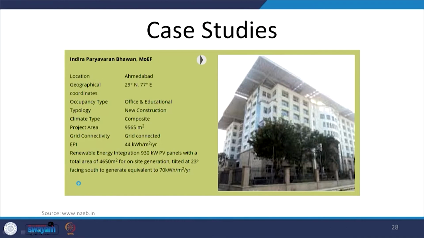So, Indira Paryavaran Bhavan, which is in Delhi, is an office building and it has a project area of around 10,000 square meter. Here also the EPI has been substantially reduced, and the entire roof of this building is covered with huge rooftop PV, and it generates an equivalent amount of energy which it consumes.